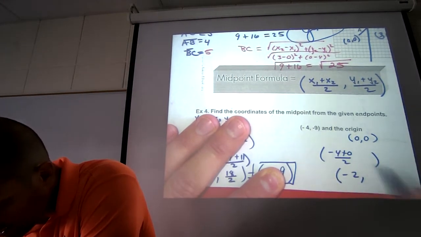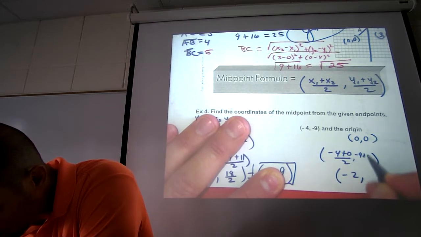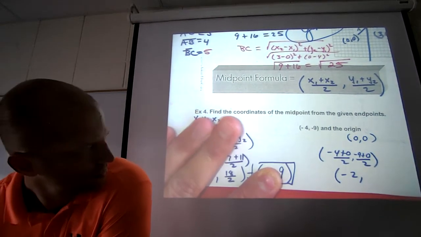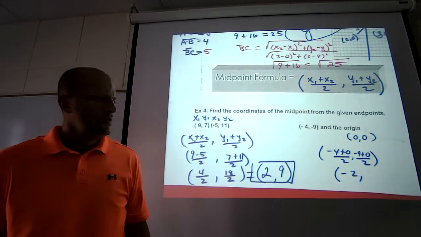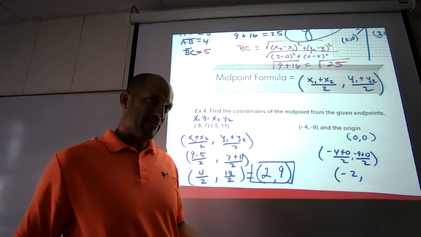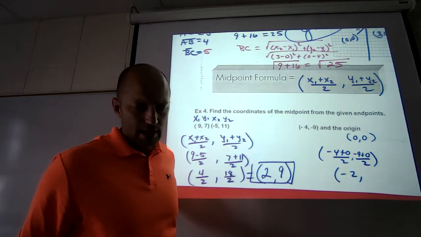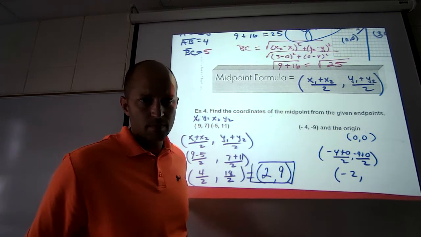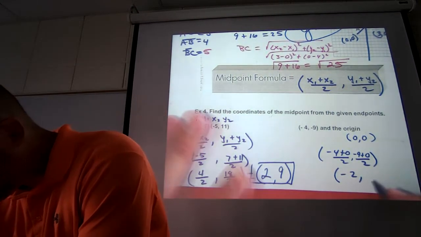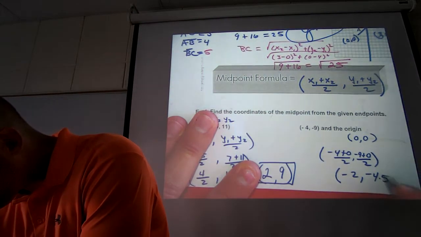We take negative 9 plus 0 and divide by 2. What's negative 9 plus 0? Negative 9. And then what's negative 9 divided by 2? Negative 4.5. There you go. Boom.